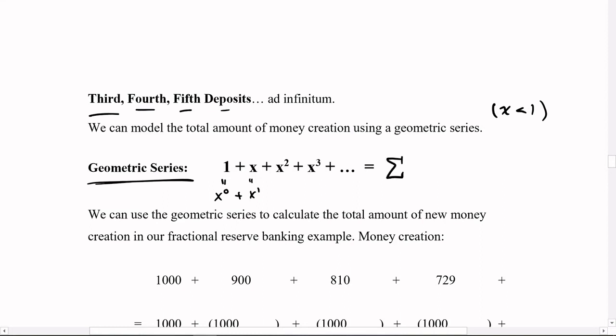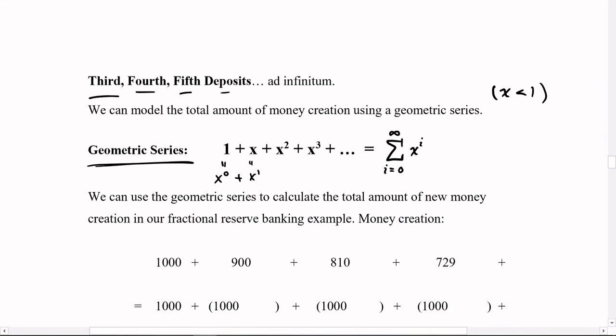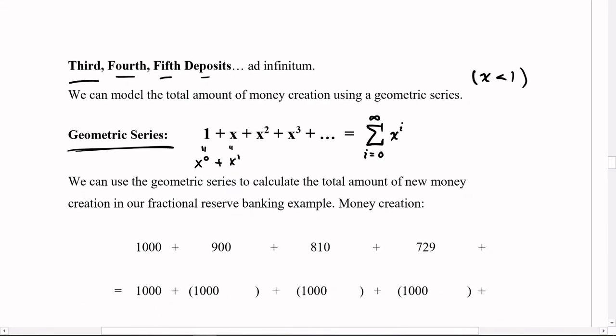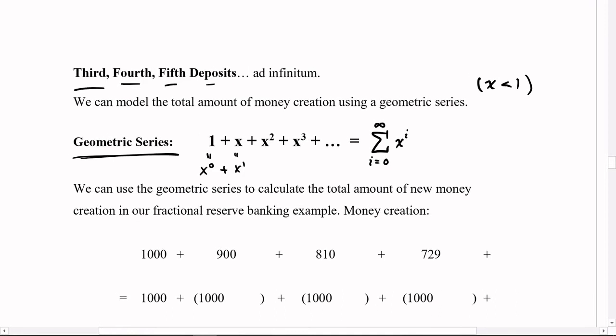We could write that as a series. It's actually an infinite series. So i goes from 0 to infinity, where we have x to the ith power. If you want to write that in a mathematically fancy way, that's how you would write that. But ultimately, a really nice mathematical result here is that this converges to the number 1 over 1 minus x.